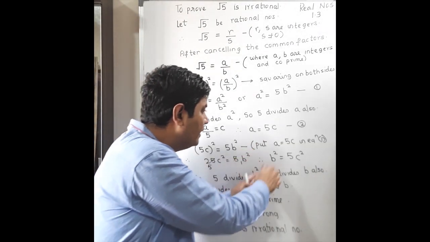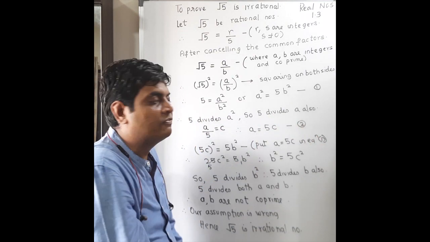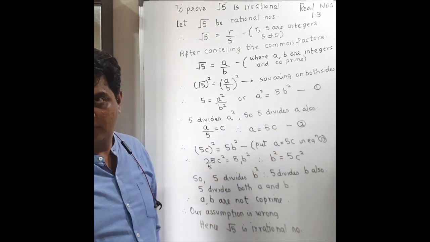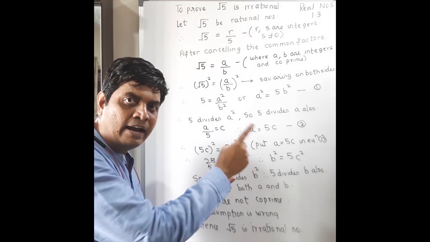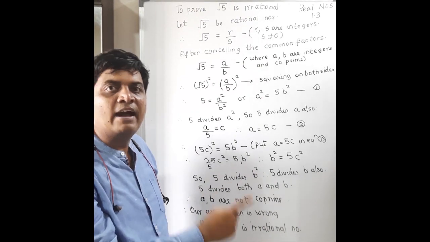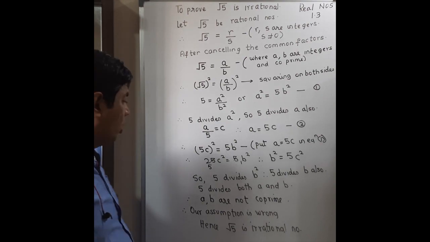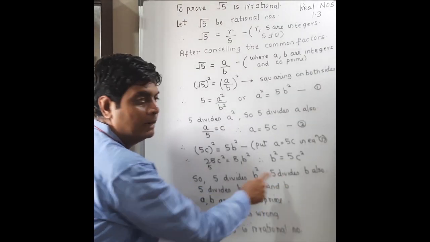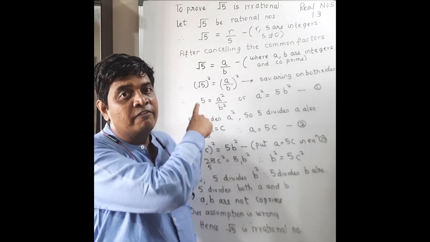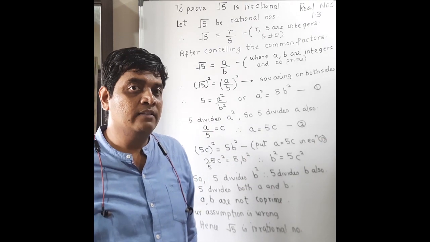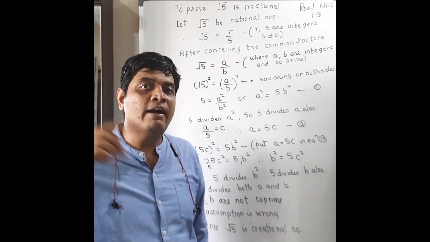Now here b square is 5 into something. That means 5 is dividing b square. So what does that mean? If 5 is dividing b square, then 5 is dividing b also. So 5 divides both a and b. Now what we had defined: a and b are co-prime, that there cannot be any number which can divide both of them.